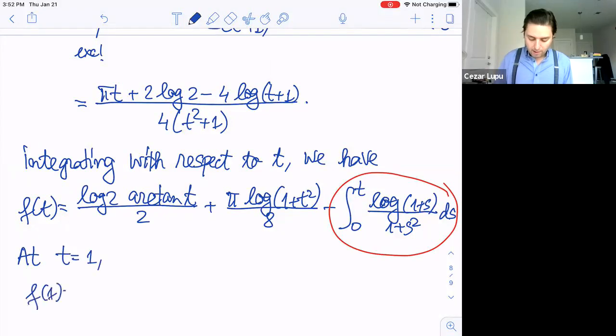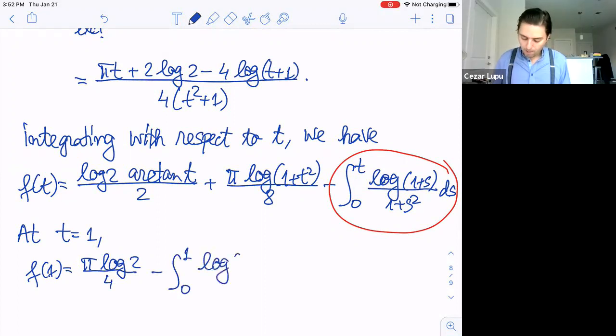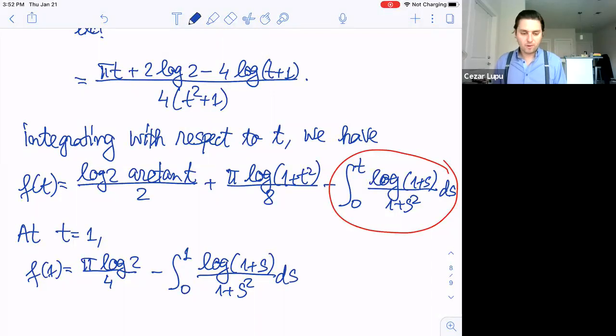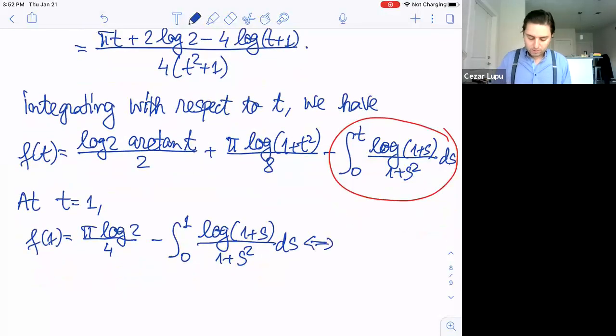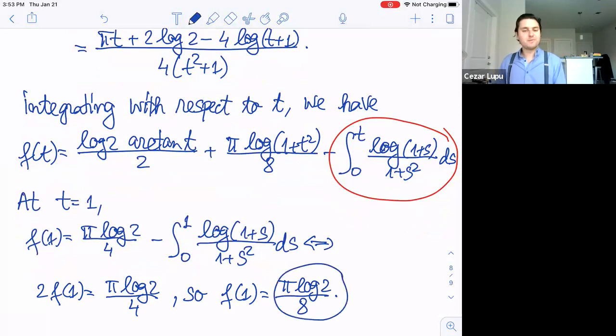We have that f of 1 is pi log 2 over 4 minus the integral from 0 to 1 of log of (1 plus s) over (1 plus s squared) ds. So this is again f of 1. This will be equivalent to 2f of 1 is pi log 2 over 4. So f of 1 is pi log 2 over 8. And that's the final answer. Wow, this is a very nice trick.